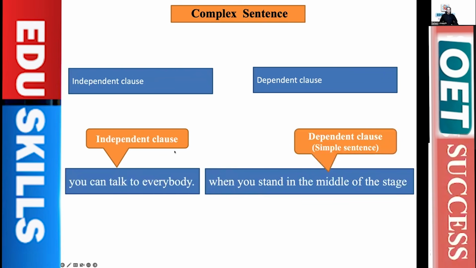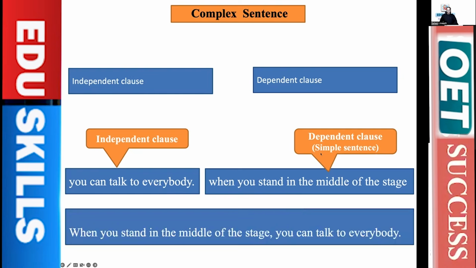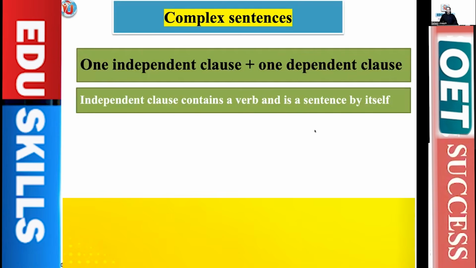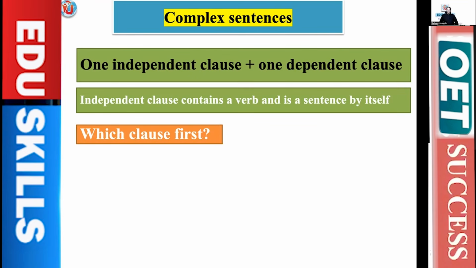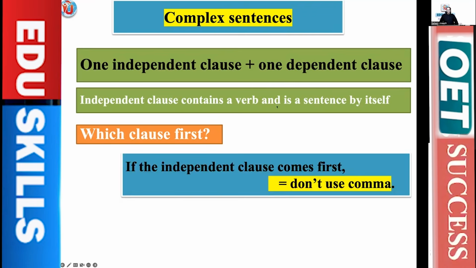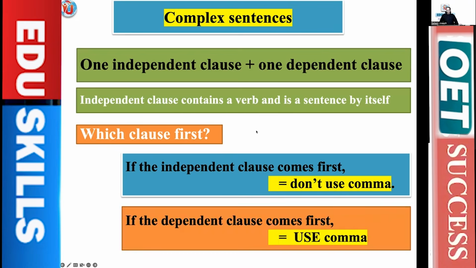No full stop here. Okay, that's a mistake. See, we are putting it the other way about in order. Independent clause first. You can talk to everybody when you stand in the middle of the stage. Okay, one independent clause, one dependent clause. I am again stressing, giving some more examples. One complex sentence means one independent clause, another dependent clause, with comma or without comma. An independent clause contains a verb and is a sentence by itself. Which clause first? As I said, if the independent clause comes first, don't use a comma. If the dependent clause comes first, use a comma.